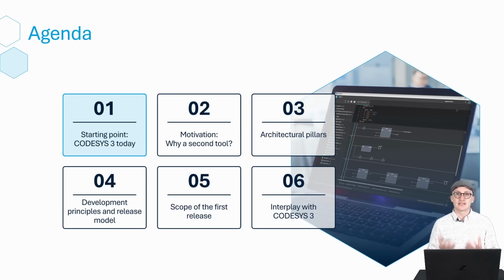You can see 6 topics on screen. We start with CODESYS 3 as it stands today, then look at why a second tool became necessary. From there, we move into the architecture, our development principles and release model, the scope of the first version, and finally, when to use which tool. Let us start with the foundation.